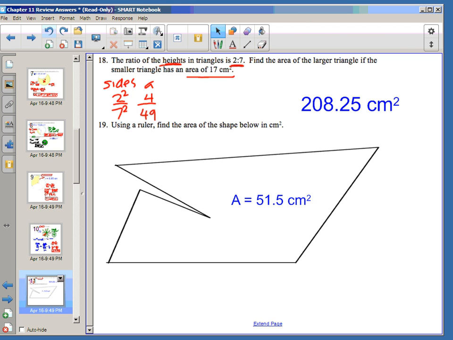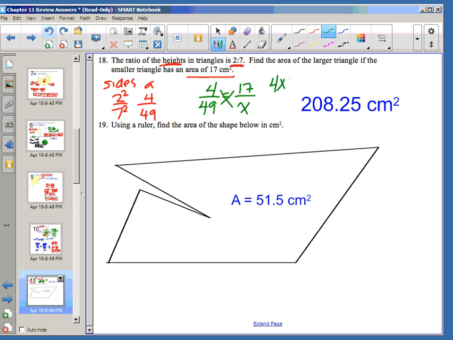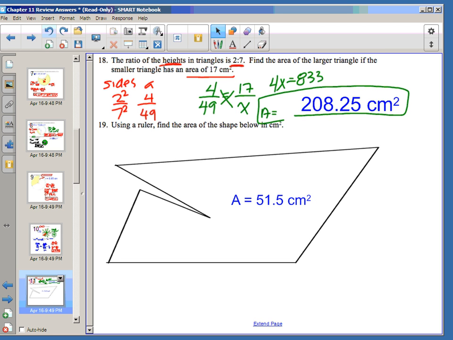I am now going to use that ratio to find my area. So 4 over 49 equals, find the area of the larger triangle if the smaller triangle is 17. So 4 is smaller, so I'm going to put the smaller one on top. Over x, cross multiply, I get 4x equals 833. I'm going to divide by 4. The area of the bigger one is 208.25 centimeters squared.